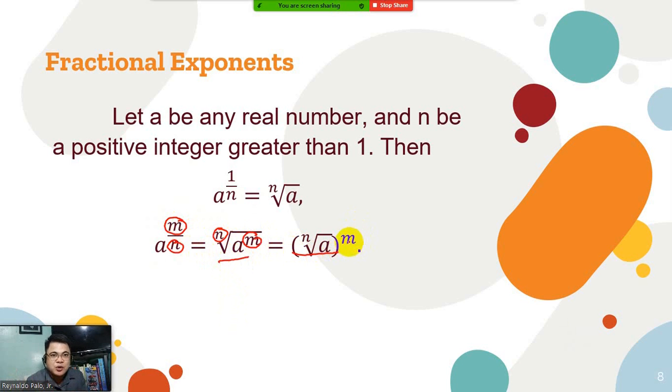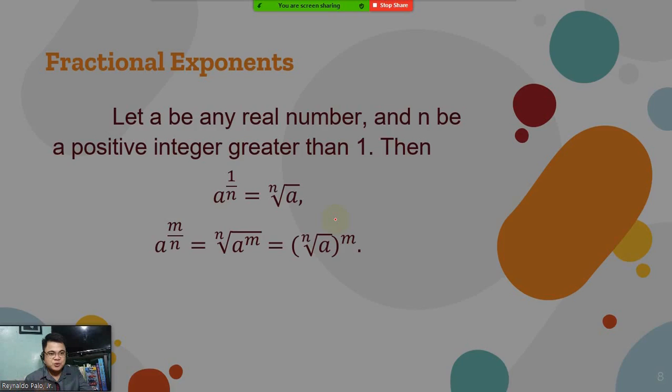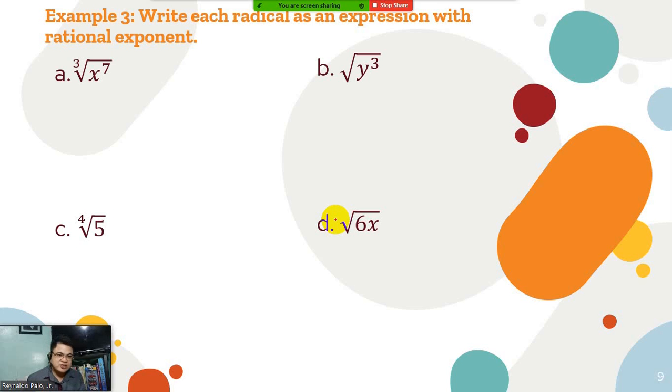So how are you going to transform an expression with rational exponent? Of course, the base of the exponent will become the radicand, the denominator of the fraction will become your index, and the numerator of the fraction will become your exponent of the radicand. Take note. To better understand it, let's answer this example 3. Write each radical as an expression with rational exponent.